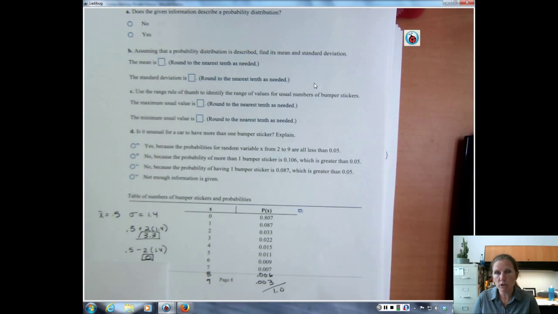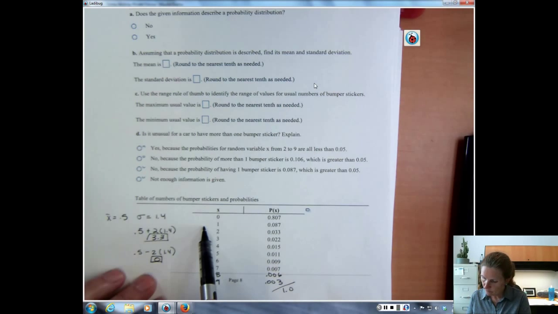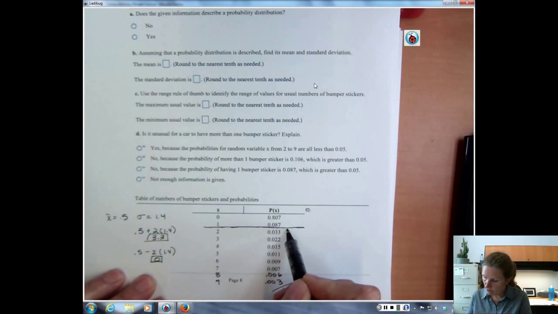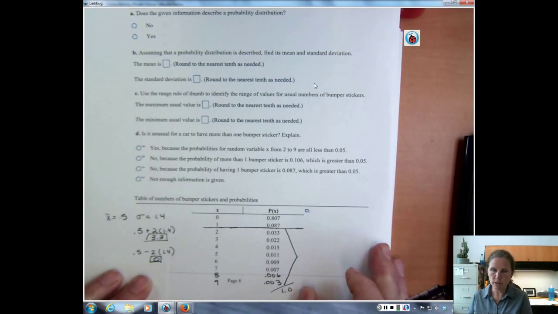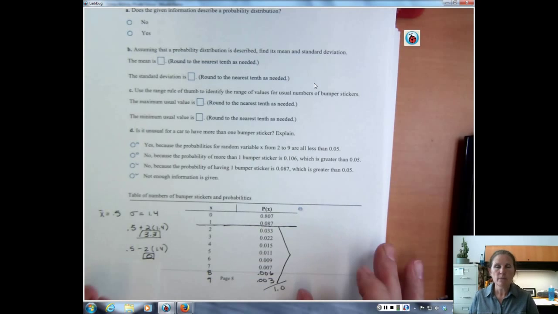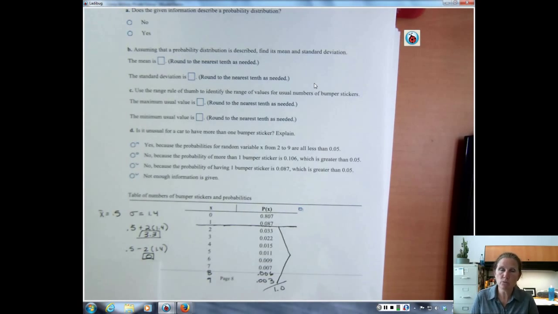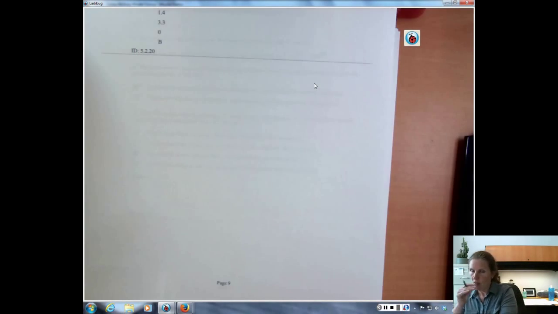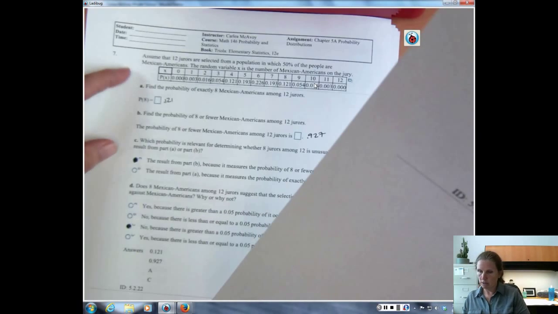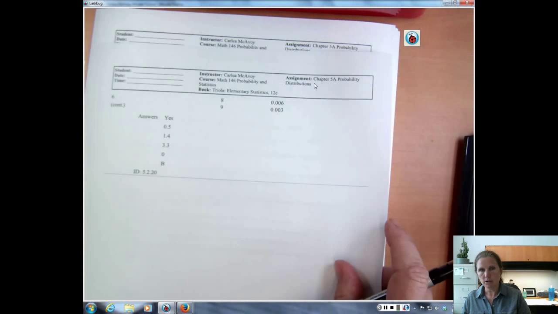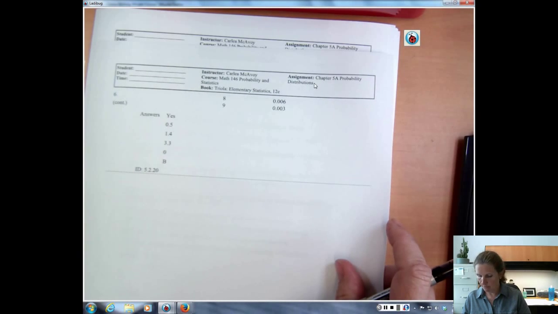Is it unusual for the car to have more than 1 bumper sticker? Well, more than 1 means all of these, right? More than 1, it could be 2 to 9. And if you add all those up and it's more than 5%, then it's not unusual. If it's less than 5%, then it is unusual. And I'll let you explore that possibility on your own. And that's question 5.2.20. Actually, yeah, you can just see it, 5.2.20. That was the end of that one.